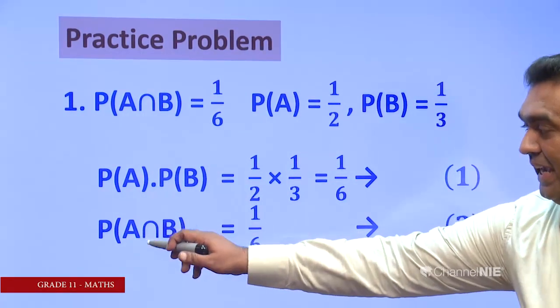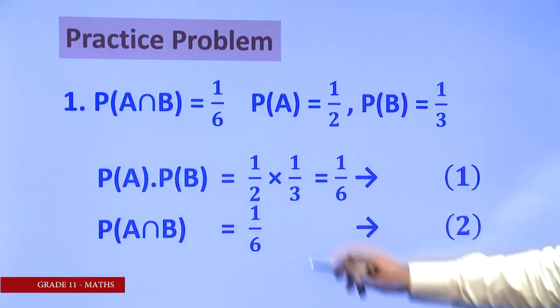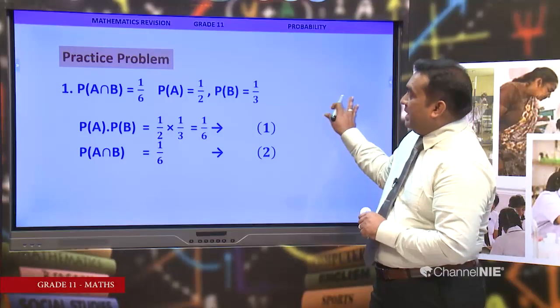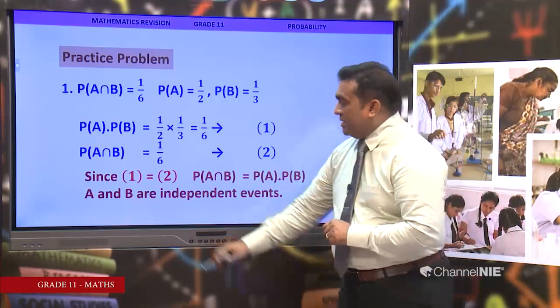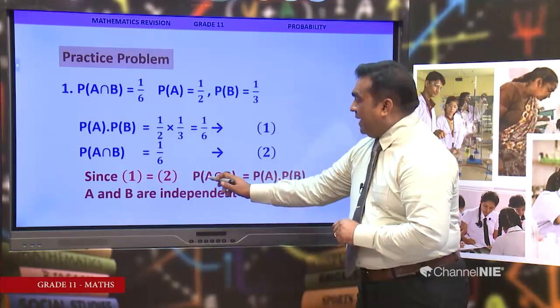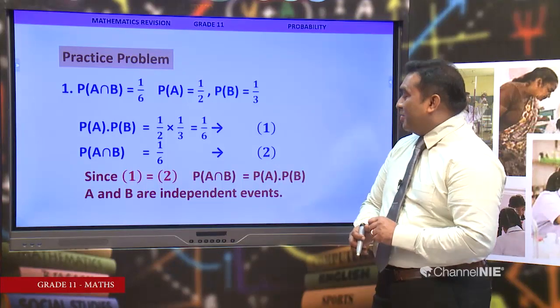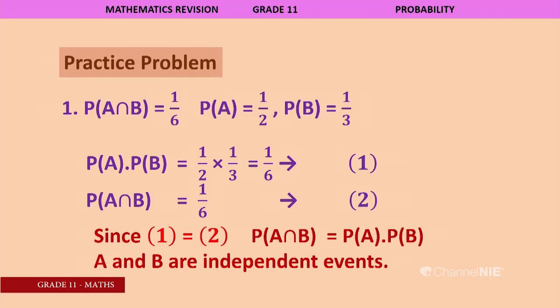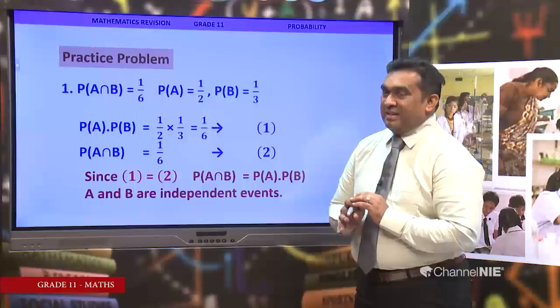Secondly, P(A intersection B) equals 1 over 6. Now, the first relation is equal to the second relation. It means, by our definition, since equation number 1 is equal to equation number 2, P(A intersection B) is equal to P(A) dot P(B). Then capital A and B are independent events. That is how we identify independent events, right?